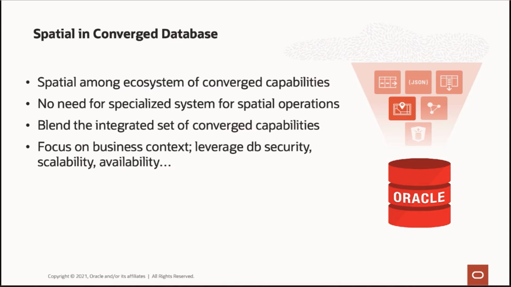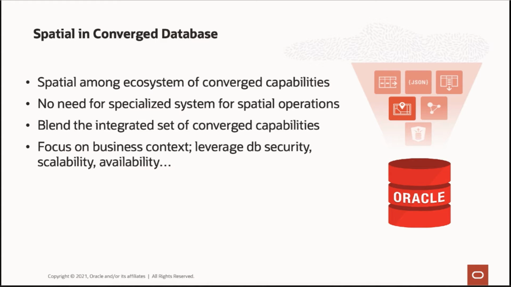Another very important aspect of the spatial features in the database, in Autonomous Database in particular, is the fact that they live among all of the other converged features of Oracle Database. The converged features include a wide set of capabilities that go beyond the traditional forms of storing and querying relational data. So that includes, in addition to spatial, things like graph, native JSON representations, columnar data stores, native REST enablement, and so on and so forth.